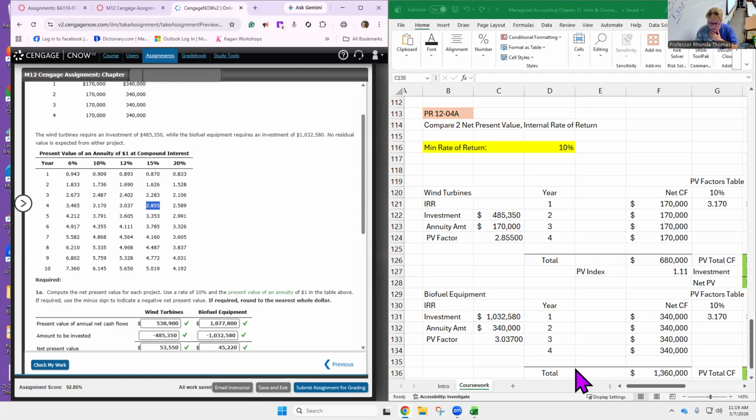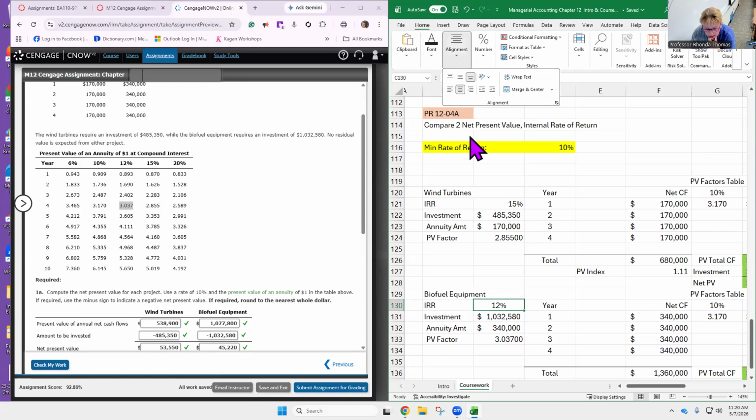And I'm going to go ahead and finish out my recording here so that you get it. So this one then is 15%. Okay, we're now going to look for the factor for the biofuel equipment. It's 3.37. Well, it is 12%. Okay, 12%. And if you remember, what is our minimum? It's 10%. So either one of these definitely surpasses our minimum.